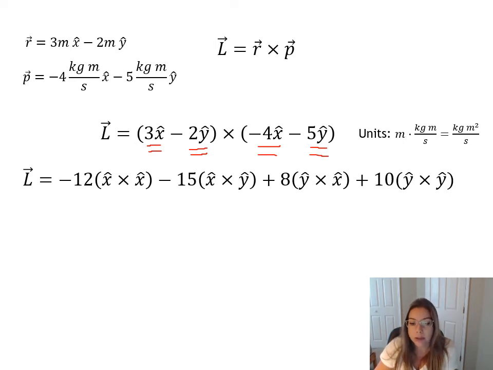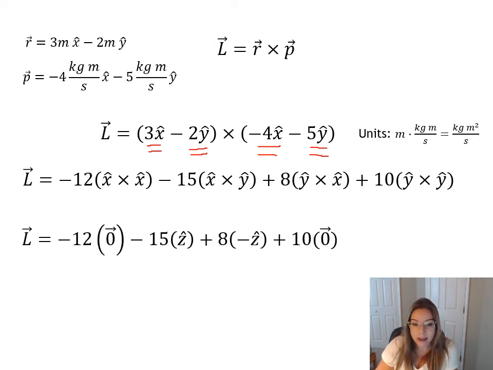I've distributed that cross product among all of the terms, and I've been very careful to maintain the proper order of the vectors in each cross product. Now I'm going to reduce these cross products with the definitions that we just talked about a few slides ago from the Cartesian coordinate system.